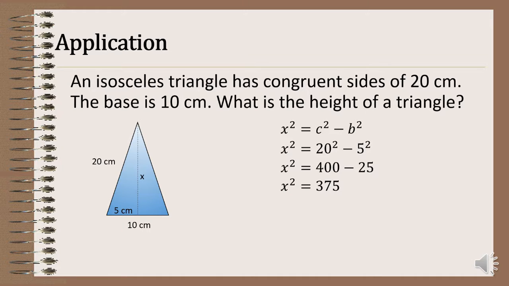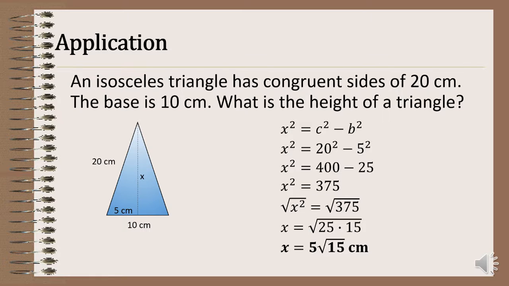Extracting the square root of both sides, we get x equals square root of 25 times 15. So x equals 5 square root of 15. So the height of the triangle is 5 square root of 15 cm.